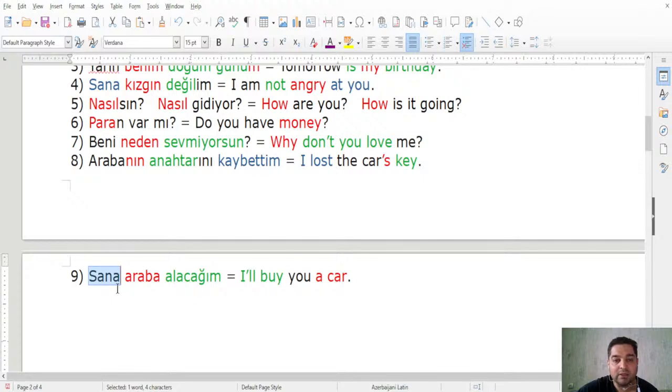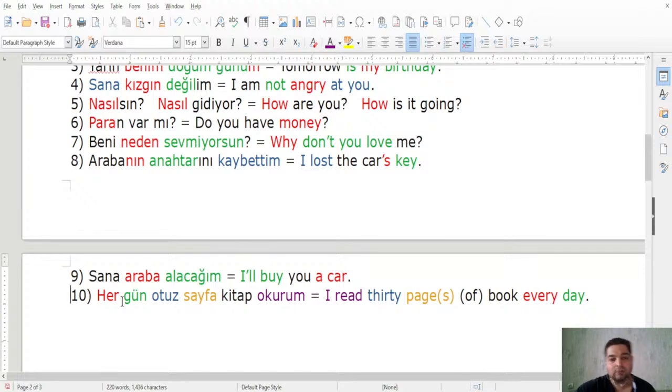Sana, I'll buy to you, or for you, a car. That's how it's translated literally. So sana araba alacağım. Very simple sentence, so I don't have very much to comment on this. Let's go to the tenth sentence, and that's a very long one.